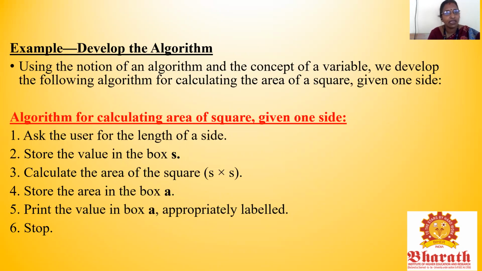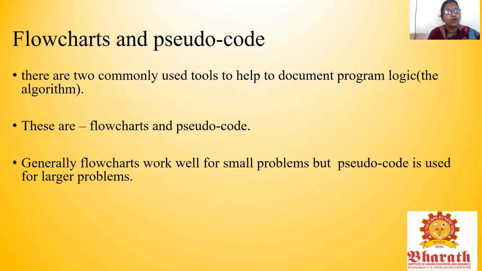So you know very well that the area of the square is nothing but side into side, or A equals S into S. So ask the user for the length of the side, store the value in the box called S, that is side. Calculate the area of the square, S into S, that is side into side, store the area in the box called A, that is area, print the value in the box A appropriately, and stop the process. So these are all the steps in order to calculate the area of the square. If we follow the step by step instructions given in the algorithm, then we will get the area of the square. Then we are going to see what is flowchart and pseudocode.